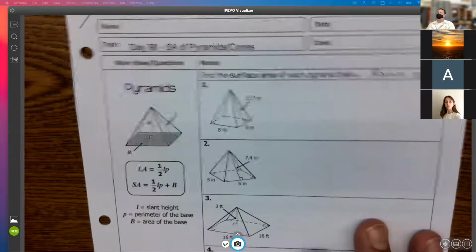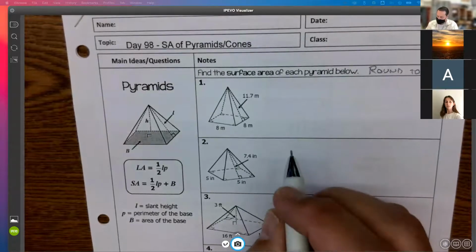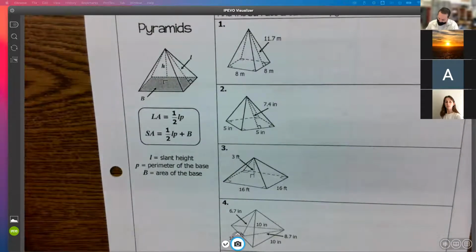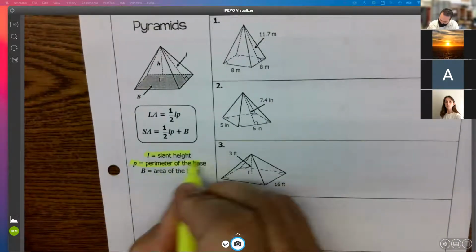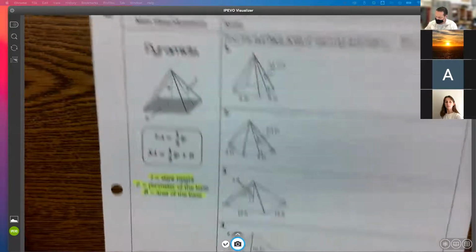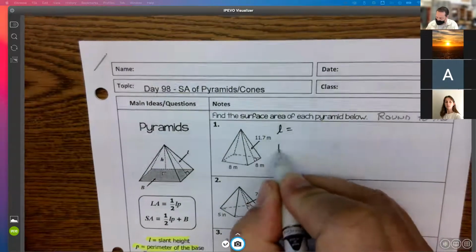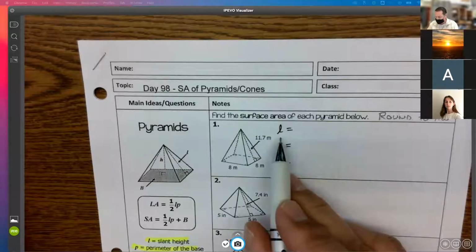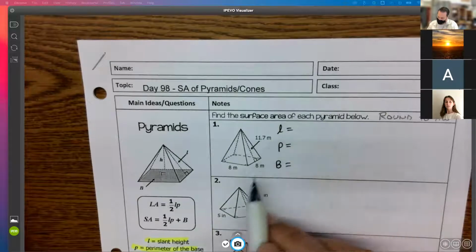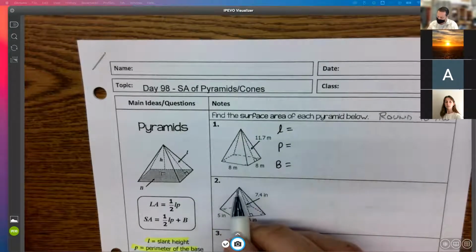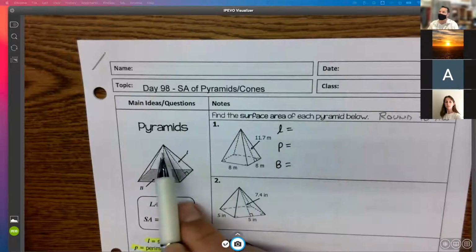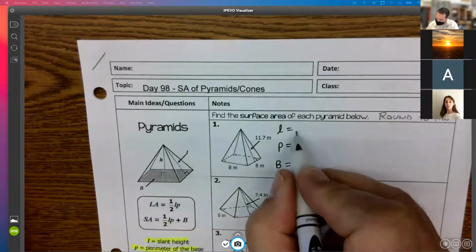Let's get into this. To do these, there are 2 steps. First, identify what the pieces are that we're trying to solve. The measurements we need come from L, P, and B. So I'm going to say that L equals, P equals, and B equals. L stands for slant height. So what's my slant height in this picture? You can look over here to see what they're pointing to. This is where that egg rolling down the side of the barn came from.